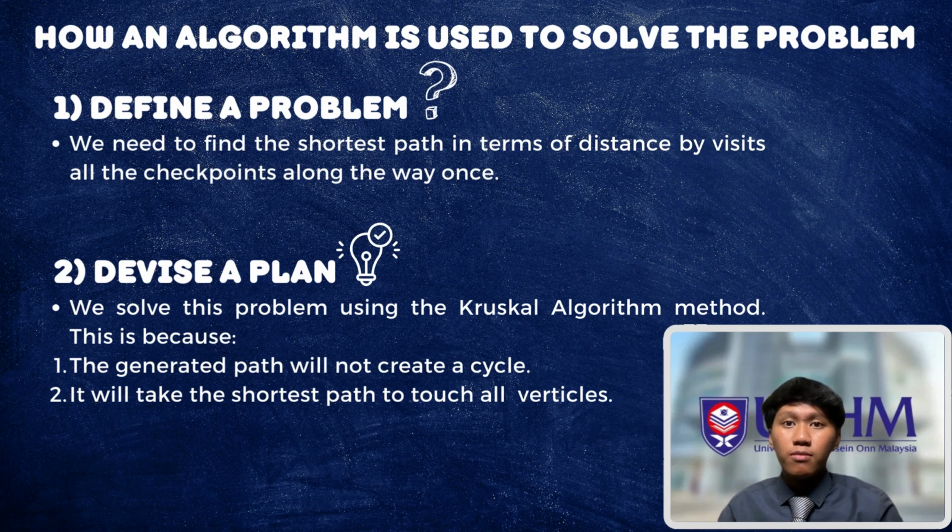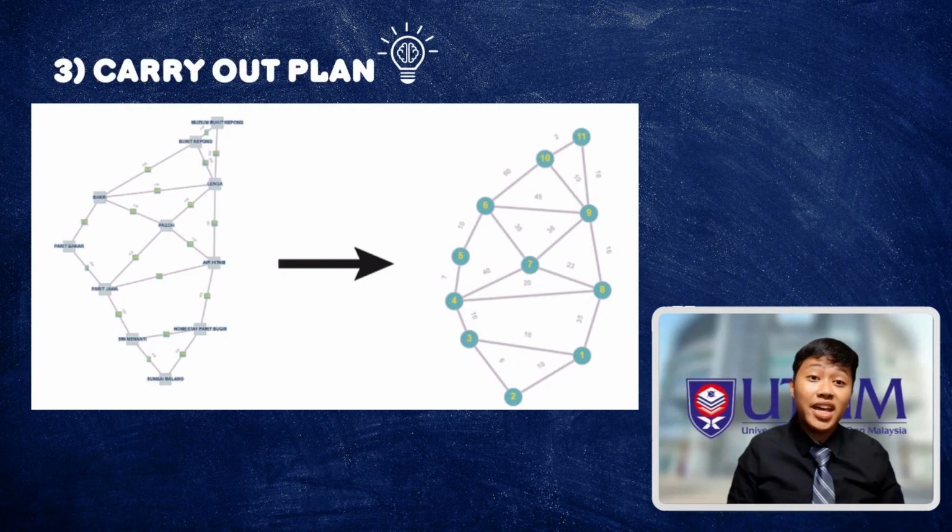We solve this problem using the Kruskal algorithm method. This is because the generated path will not create a cycle. Furthermore, it will take the shortest path to touch all the vertices that have been provided in the graph. Okay, we move on to carry out the plan.